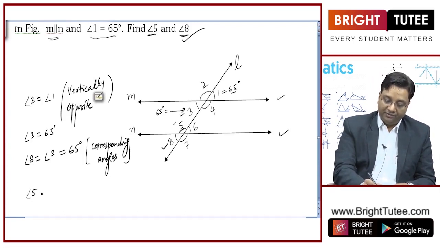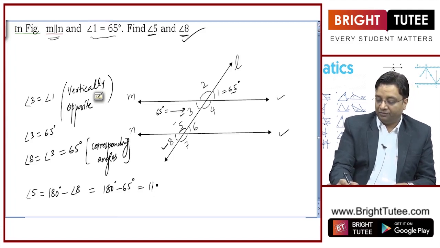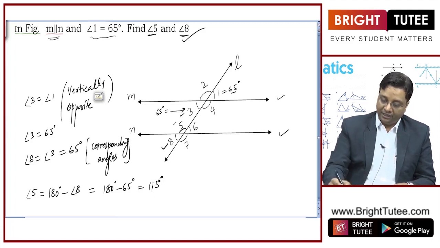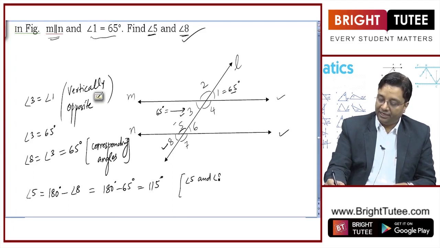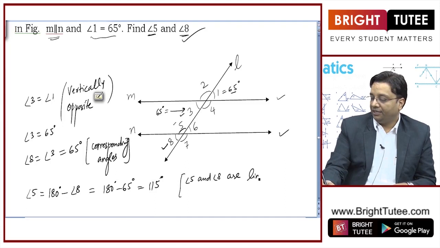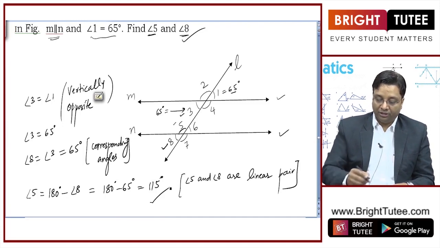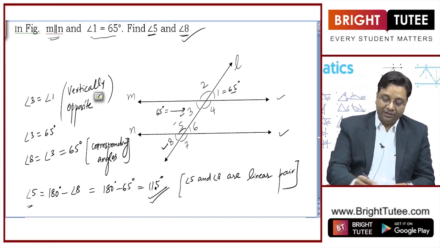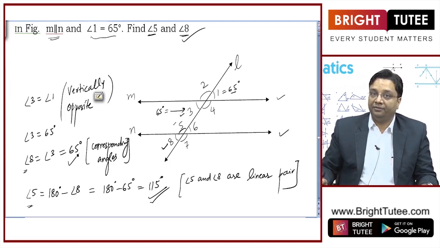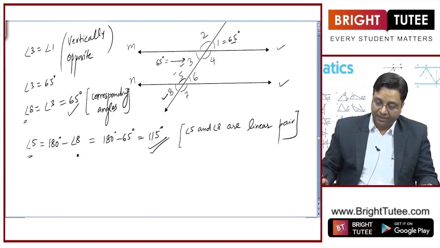So angle 5 is equal to 180 minus angle 8, that is 180 minus 65, which is equal to 115. Why? Because angle 5 and angle 8 are linear pair. Right. So this is how we will go about this question. Angle 5 is 115, angle 8 is 65 in degrees.